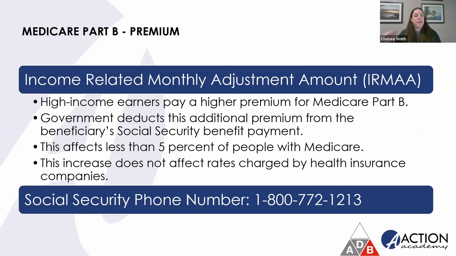So, okay, for Part B, there's a couple different things that make premiums a little different. There is something called the income-related monthly adjustment amount, or IRMAA. With IRMAA, if a member has a modified adjusted gross income, as reported on their IRS tax return from 2 years ago, above a certain amount, it changes with the years, the beneficiary will pay a standard premium amount and what is called the income-related monthly adjustment amount, or IRMAA. IRMAA is an extra charge added on to the premiums. This has been in place since 2007.